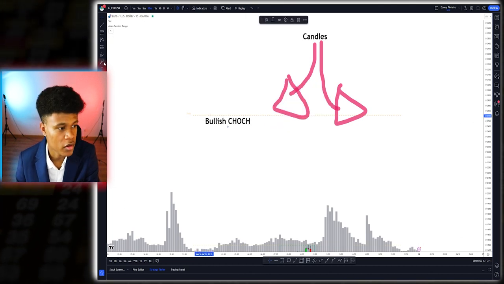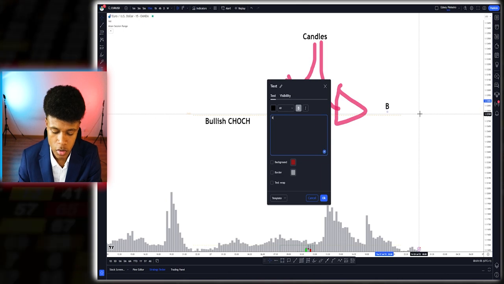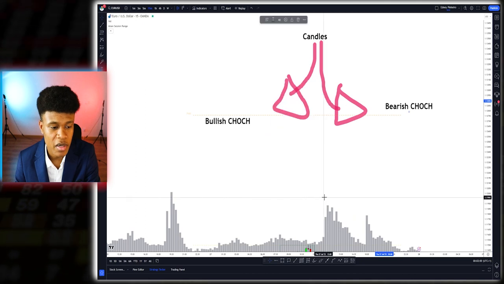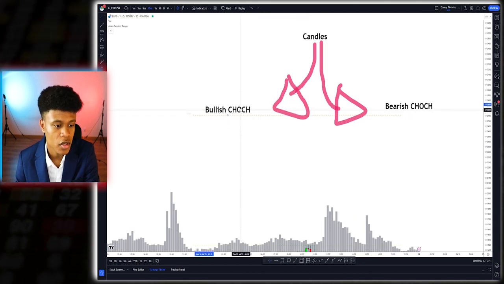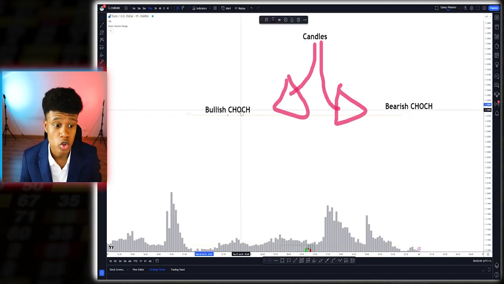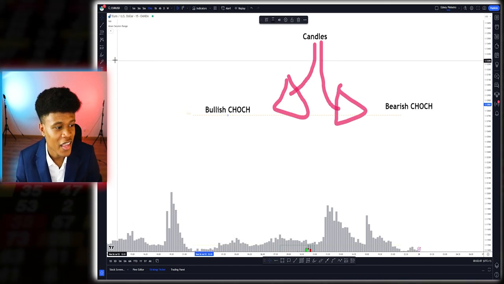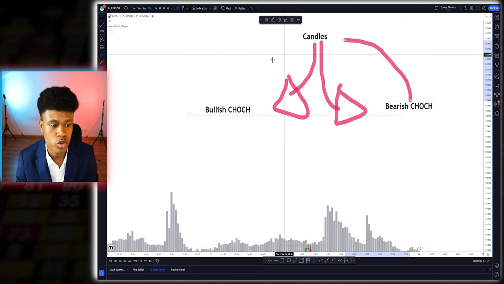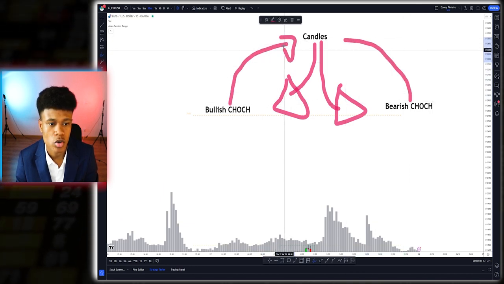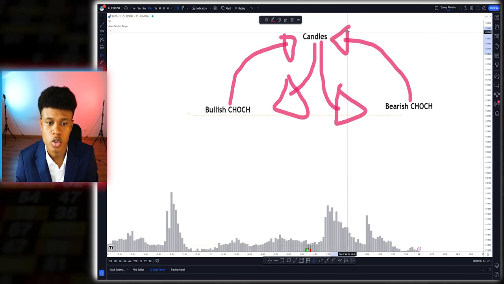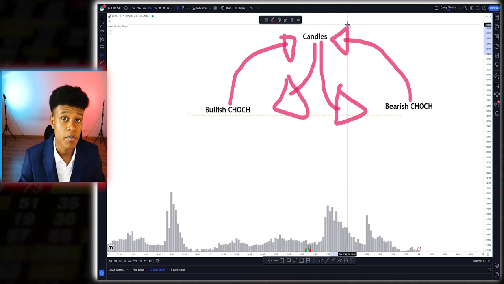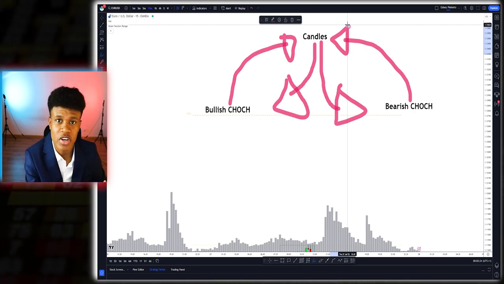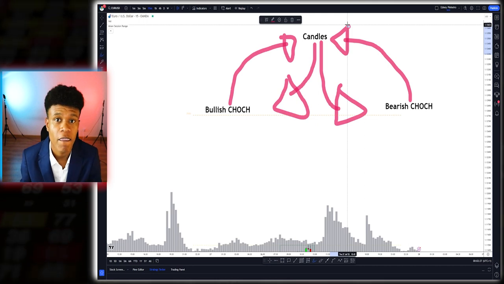And I also have, of course, bearish Choch. They're very similar, but as the name suggests, one is bullish and another one is bearish. So, to understand bullish and bearish Choch, I need to pay attention to candles. You can make this connection and understand that it's probably the difference between a bearish candle and a bullish candle that also transforms into the difference between bullish Choch and bearish Choch.